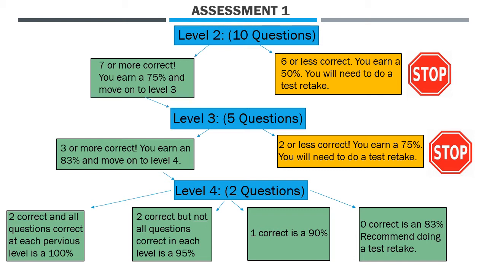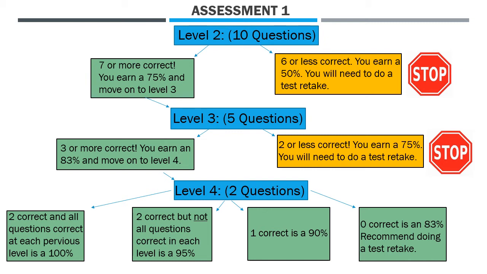Let's say you get 3 or more correct. You get your 83%. You then get to move on to level 4, where there's 2 questions. Now, there's 3 different grades you could potentially earn at a level 4. If you get both questions correct, and you've got all the questions correct in the previous 2 levels, you earn a 100% because you got every question right on the test.